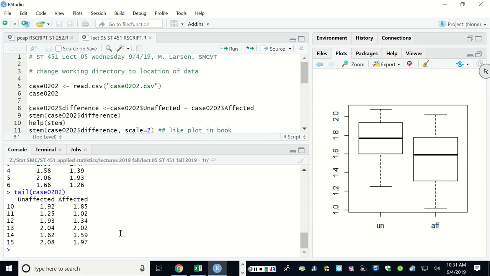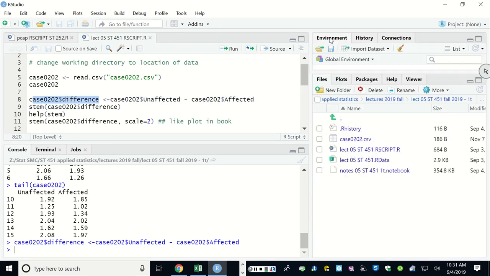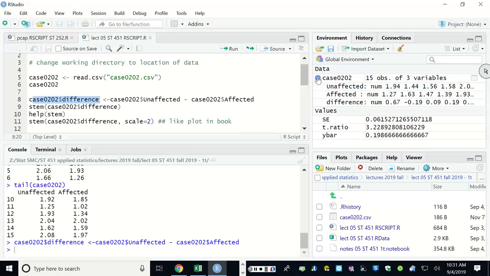In large data files, people often put total rows or some type of summary at the bottom, like maybe they're counting the number of missing values, and then you don't want to analyze things with those extra entries in there. Right? But we can take the differences. And this will create a new variable. So in the environment, now I have 3 variables: affected, unaffected, and difference.